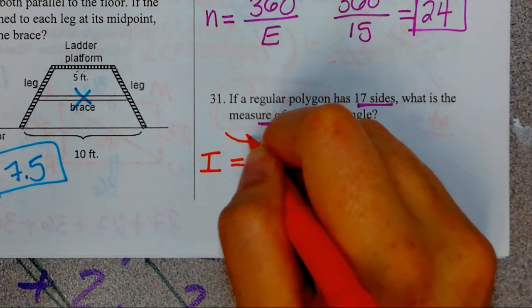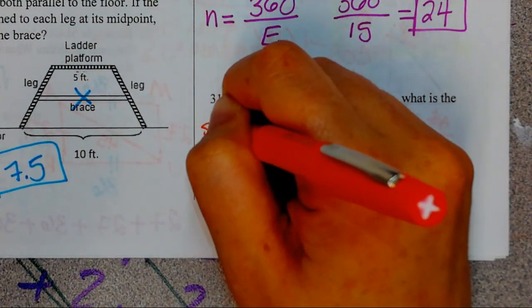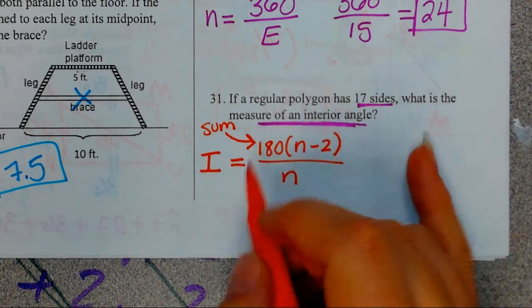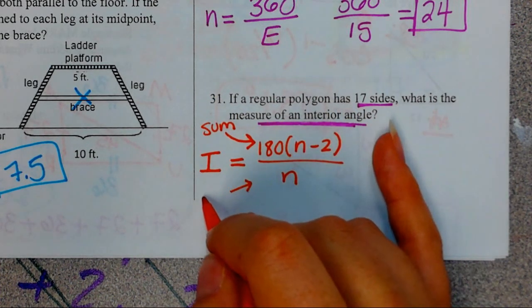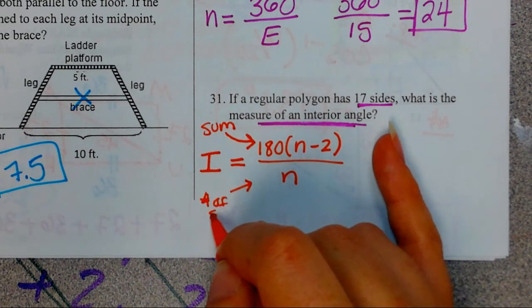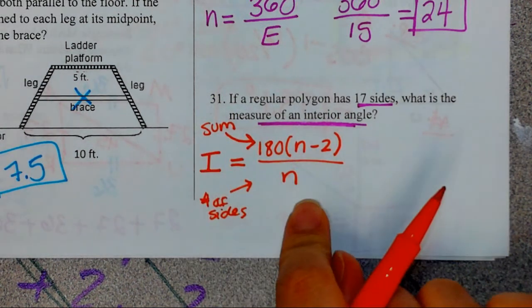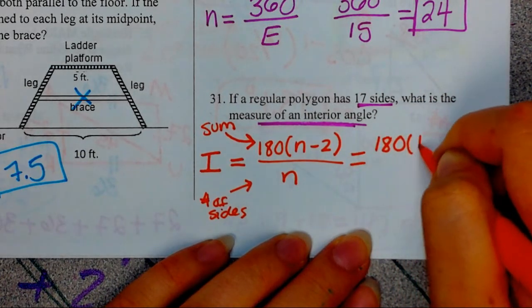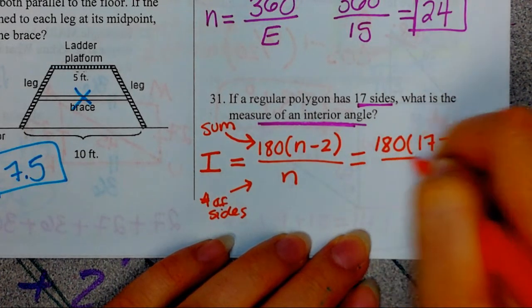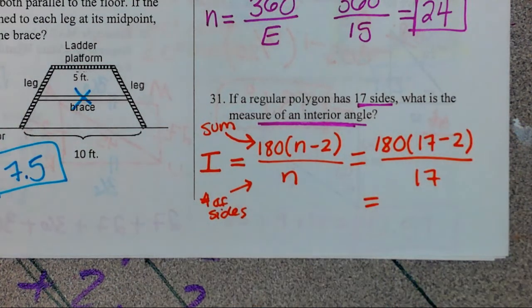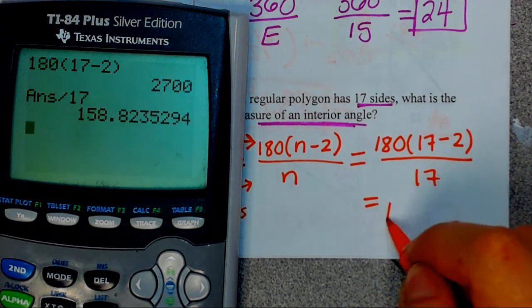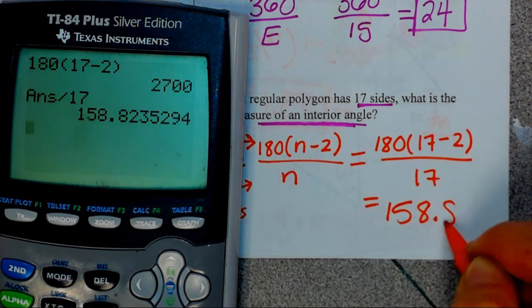If you remember back to when we were learning this unit, the part that's on top represents the sum of all of the angles inside of the shape, and then we would divide that by the number of sides to get each individual angle. So plugging things in, I would have 180 times 17 minus 2, divided by 17. And that's equal to about 158.8.